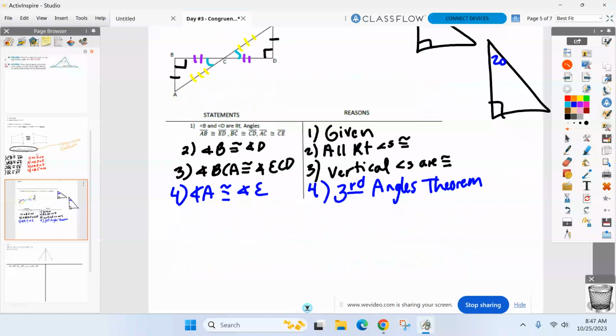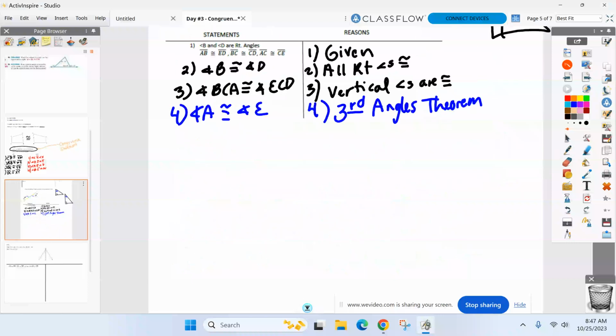And we're not done with the proof yet. We're not done with the proof. So let's just write down what this third angles theorem is. You guys have a little box. I don't. Here's what the third angles theorem says.